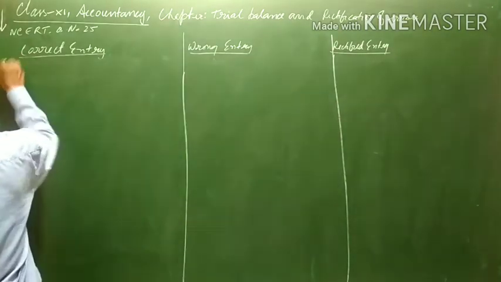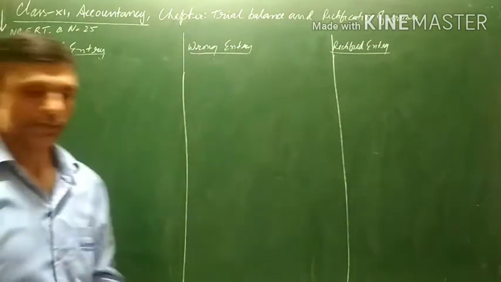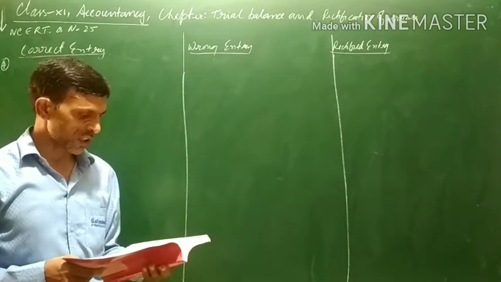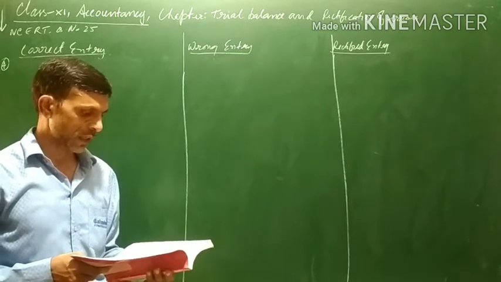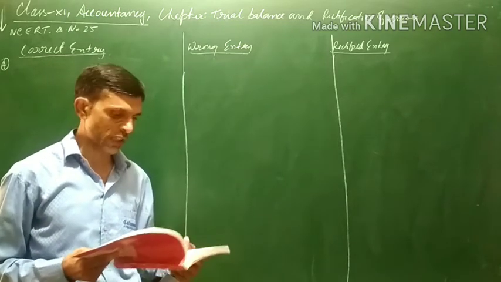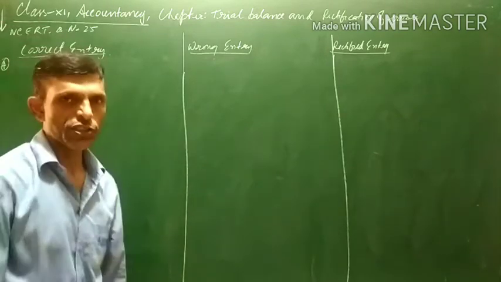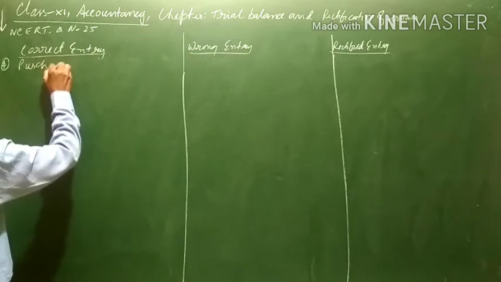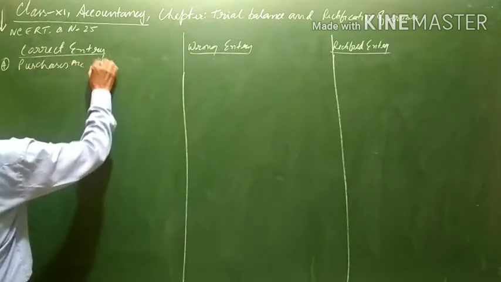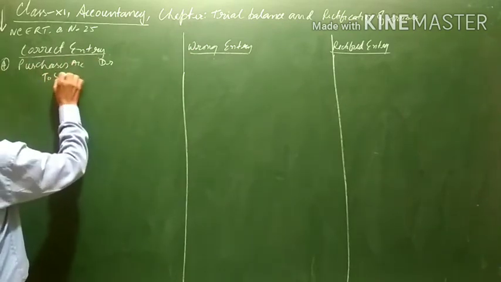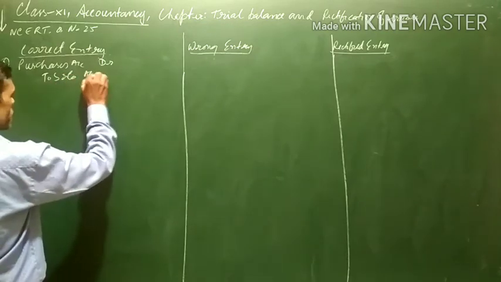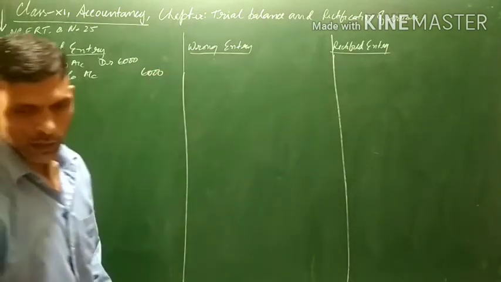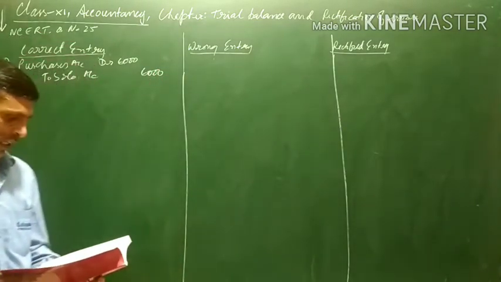Now come to F, question number 25. Credit purchase from S and Company, 6,000, were recorded in the sales book. However, S and Company were correctly credited. This is the credit purchase entry: purchases account debit. When goods are purchased, purchases is debited. Purchase account debit to S and Company account, 6,000.